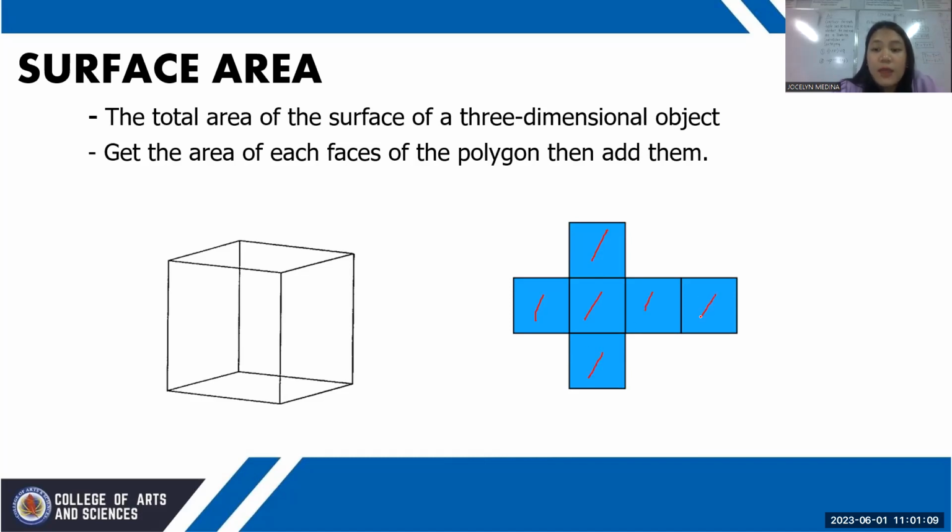Like here, it has 6 squares. That means you get the area of one square, and then another square, until you get the area of all 6. Then you add them together, and that will be your surface area.